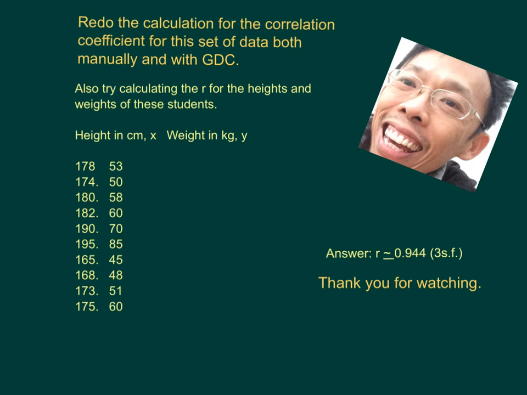As a practice, you may want to redo the calculation for the correlation for the previous set of data about the gradient of the beach and the median size of the granule of the sand. And here is another extra exercise for you. This is a set of data, and calculate the correlation coefficient and check your answer here.